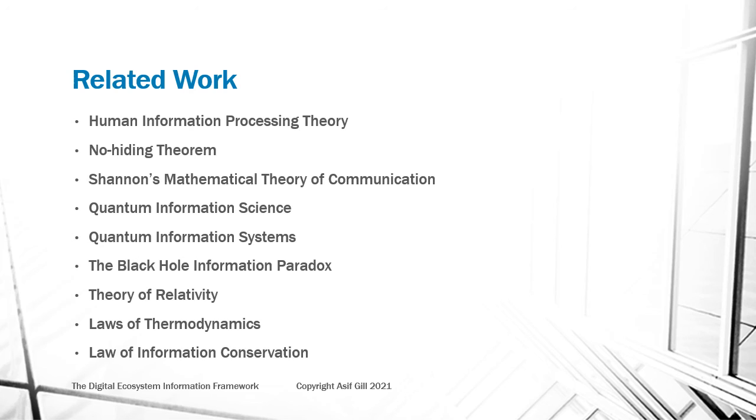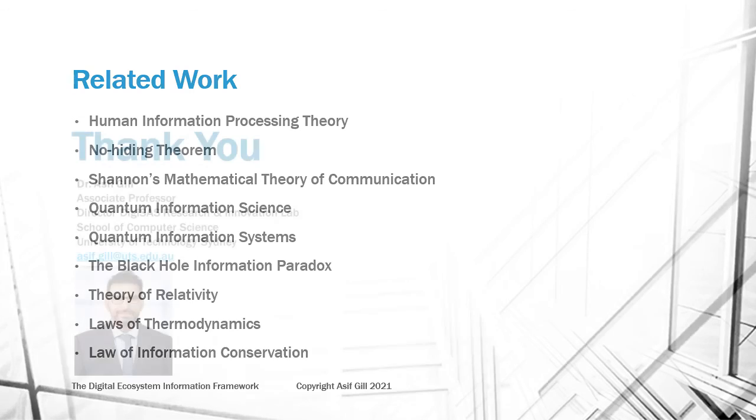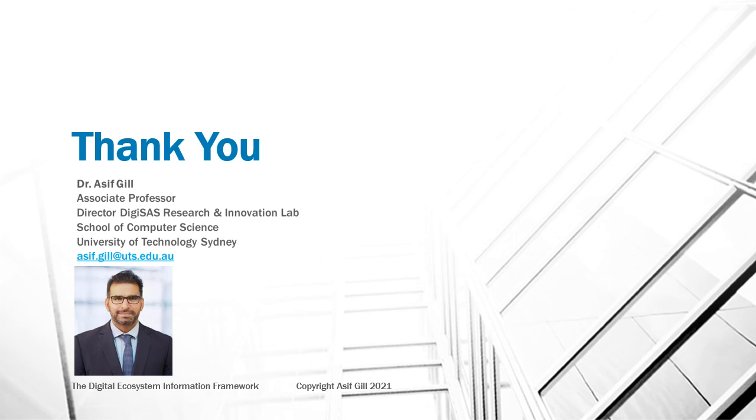There is related work from the last few centuries. This work is not the same, but it could be related to human information processing theory, the no-hiding theorem, Shannon's mathematical theory of communication, quantum information science, quantum information systems, the black hole information paradox, the theory of relativity, the laws of thermodynamics, and the law of information conservation. That sums up what is information and how the theory of information trilogy can help us understand information from its natural context perspective.